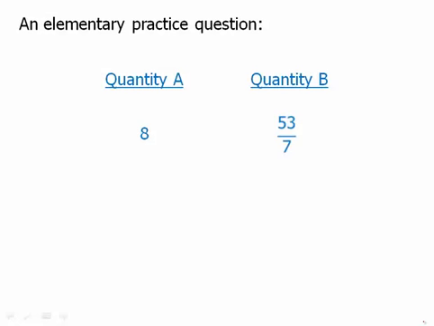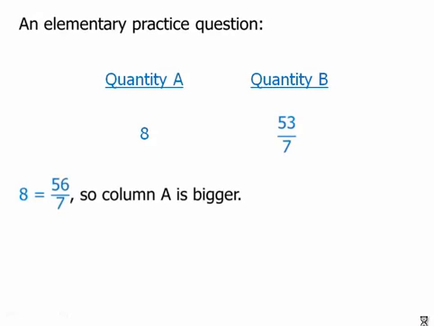So here we have a comparison. We have to compare 8 to the fraction 53 over 7. Well, of course, the easiest way to compare two things is to put them in the same form. In other words, we can write 8 as 56 over 7. Well, 56 over 7 is bigger than 53 over 7. So right away, that means column A is bigger. Because column A is bigger, the answer is A. That was a very straightforward question.